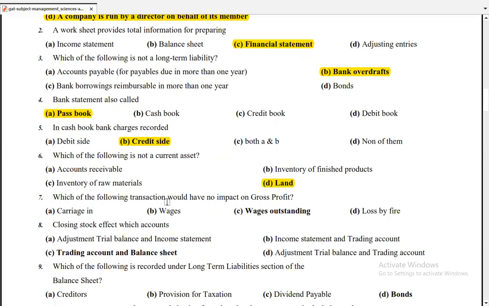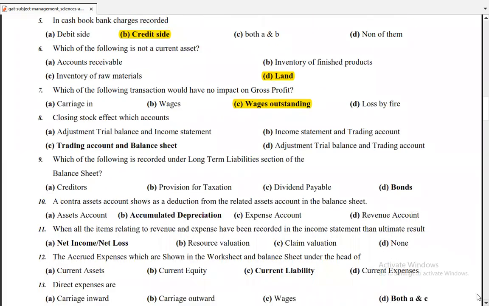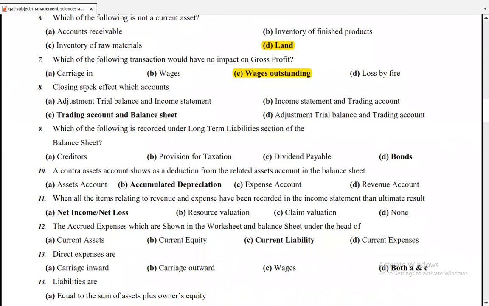Which of the following transactions would have no impact on gross profit? It is wages outstanding. Closing stock affects which accounts? It is trading account and balance sheet. Which of the following is recorded in the long-term liabilities section? Bonds.